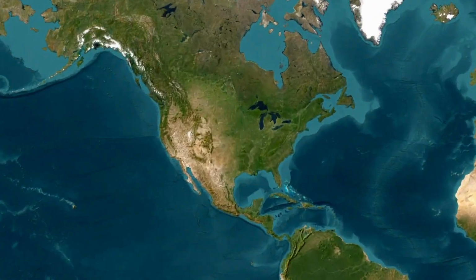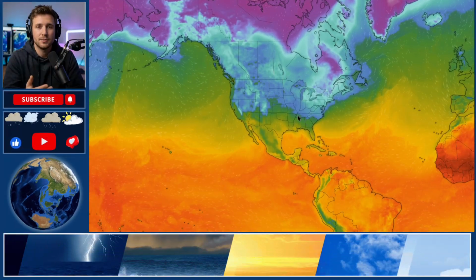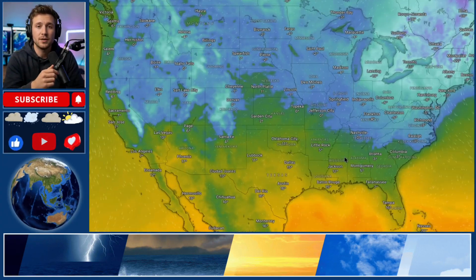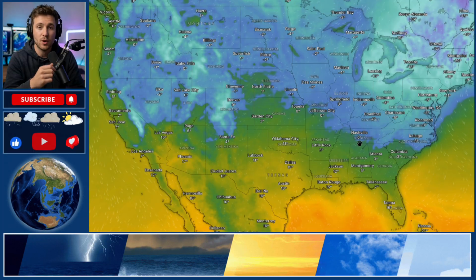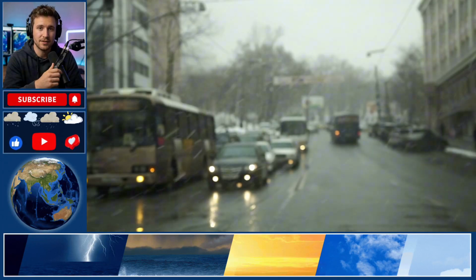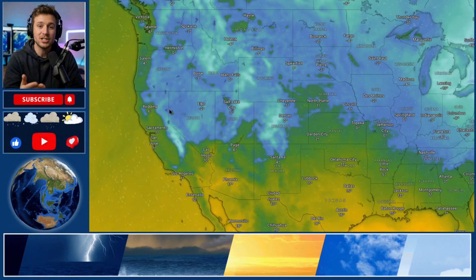Looking at the map right now, we've got a pretty interesting setup across the United States. What makes this different from a typical single system day is that we're not dealing with just one storm or one frontal boundary. Instead, we're seeing multiple weather systems active at the same time, and each one is affecting a different part of the country. So let's break this down step by step and talk about what's happening in each region.